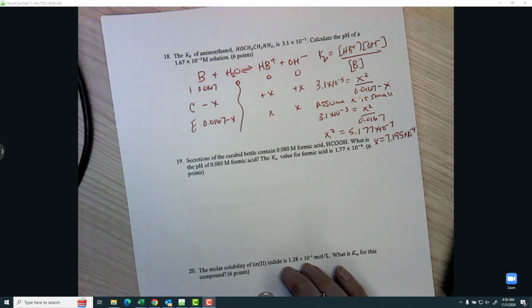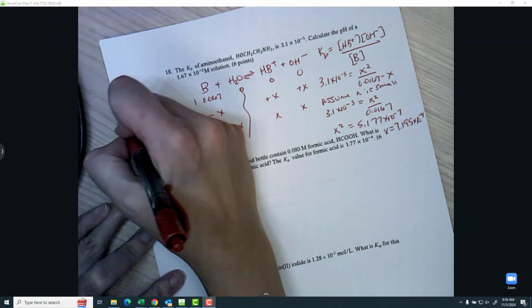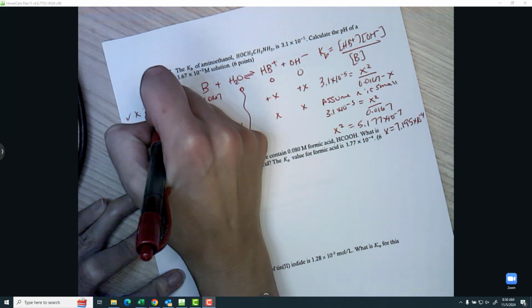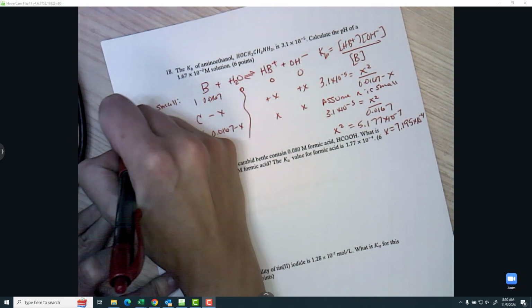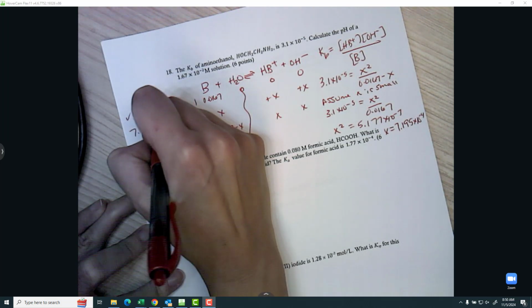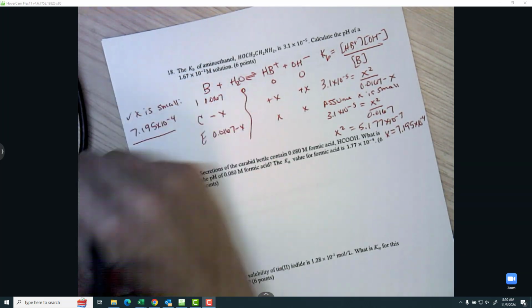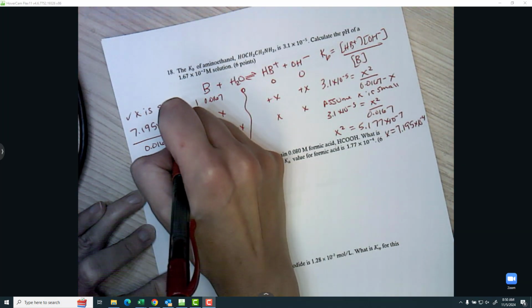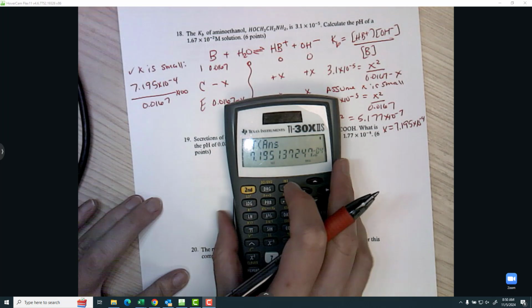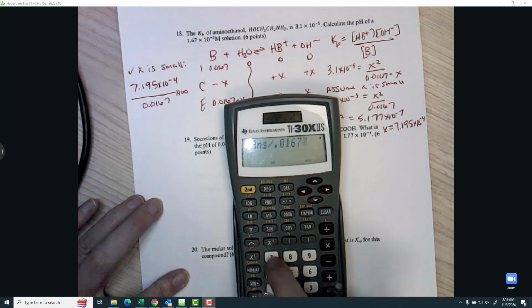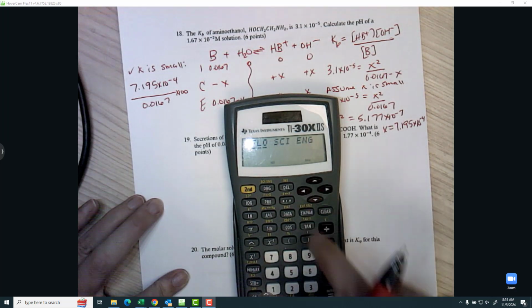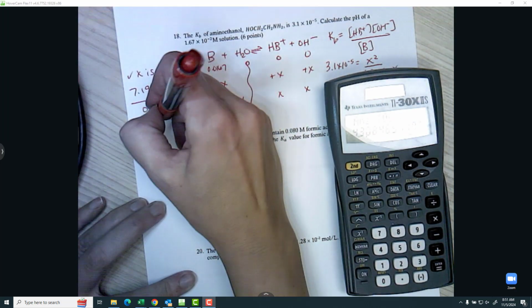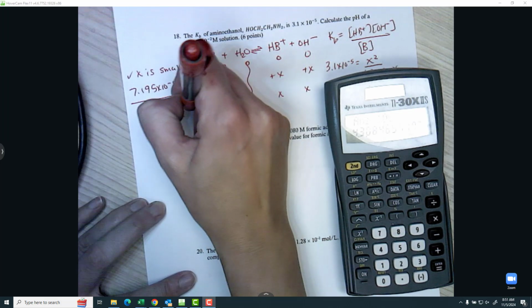So a couple of things. One is I should check if x actually is small. Remember that the way I'm going to do that is I'm going to put x on top, what I got for x on top, and then what I ignored it compared to, so the 0.0167 on the bottom. And then multiply that by 100, and I'm looking for that to be less than 5. And it's 4.3. It's not way less than 5, but it's less than 5. We'll call it good.